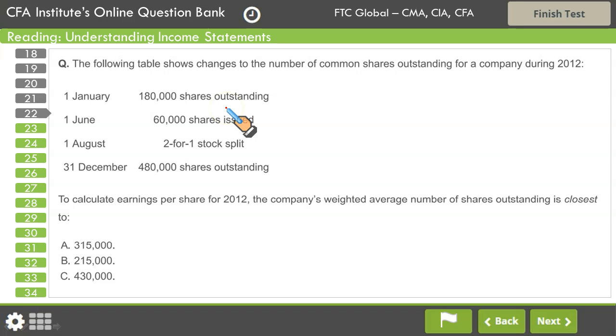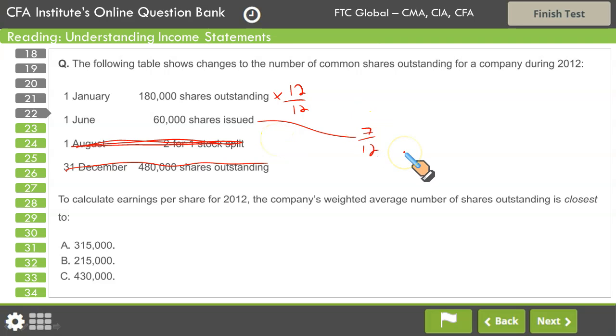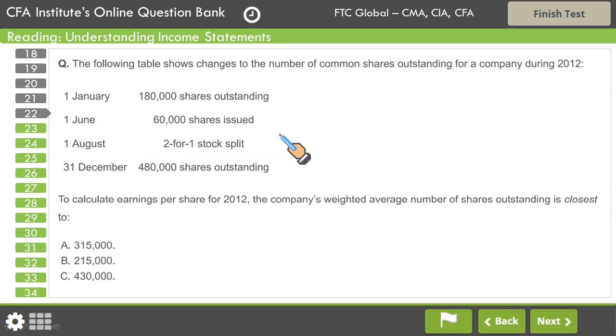Normally, if there is no such stock split, we simply give the 180,000 shares the weight of the full 12 months, and the weight to the 60,000 shares of June to December, so 7 months out of 12. That's what we normally do, and that's what we did in the previous question. But when there's a stock split, this approach won't work. It will mess things up. The recommended approach in this case is to go transaction by transaction. When I say transaction, I mean stock transaction by stock transaction.